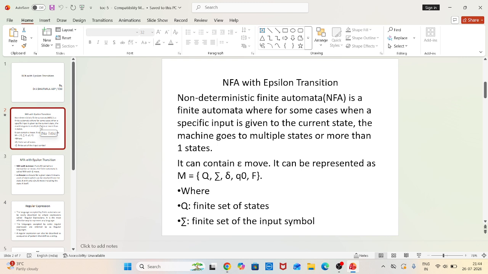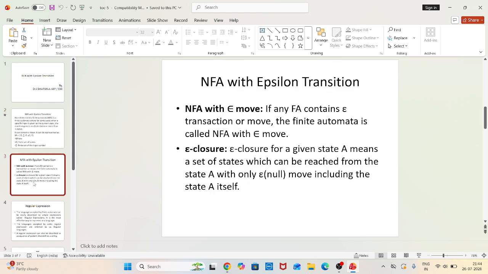That is, NFA with epsilon transition is an extension of NFA. It is the same as NFA. The difference is NFA with epsilon transition considers epsilon as an input. That is, it considers epsilon, the empty string, as an input and moves from one state to another state, remaining the same as NFA. If any finite automata contains one or more epsilon transitions, the finite automata is called NFA with epsilon moves.